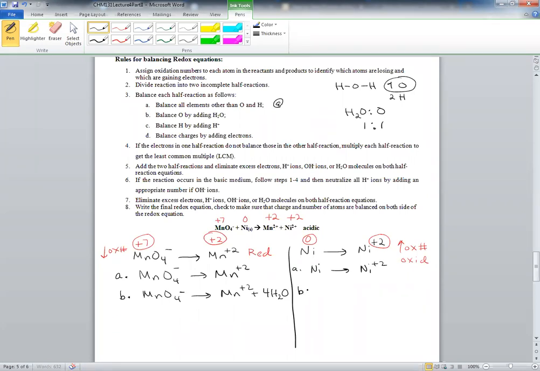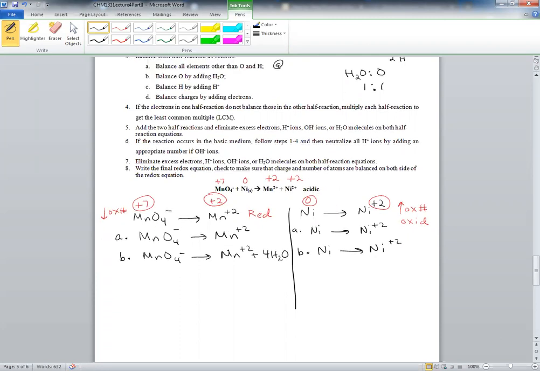Here, we don't have anything in terms of oxygens, so it continues. This is an easier one. No need to add any water because there are no oxygens on either side. C, and by the way, for the previous one, we're going to say O. C is balance H by adding H plus.